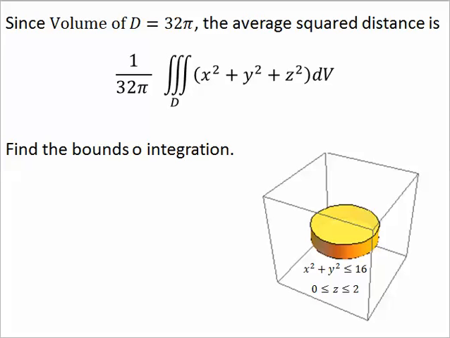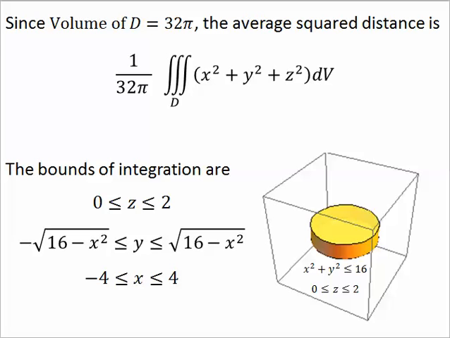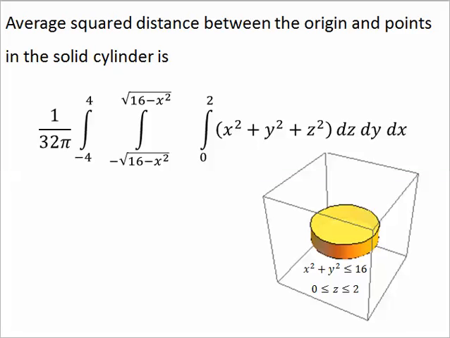Next, find the bounds of integration. My bounds of integration are z is going to run from 0 to 2, y is going to go from the bottom of the circle to the top of the circle, and x is going to run from -4 to +4. And so my average squared distance between the origin and points in the solid cylinder is given by this integral.